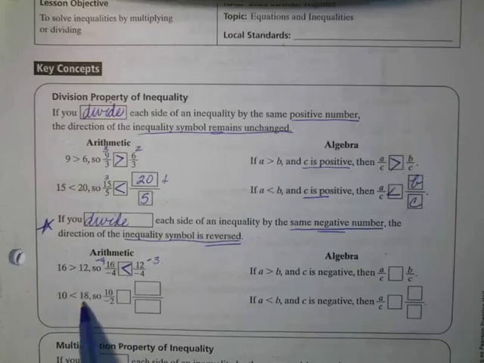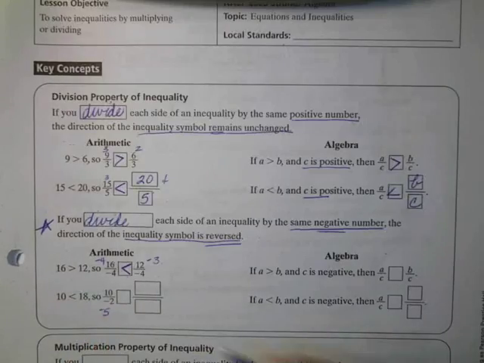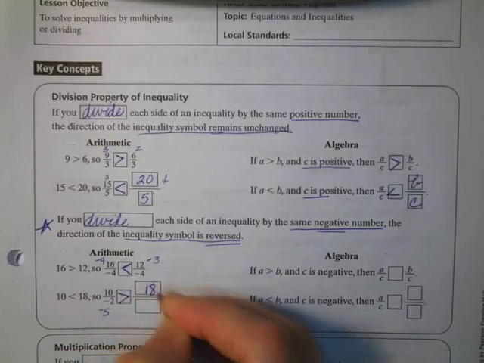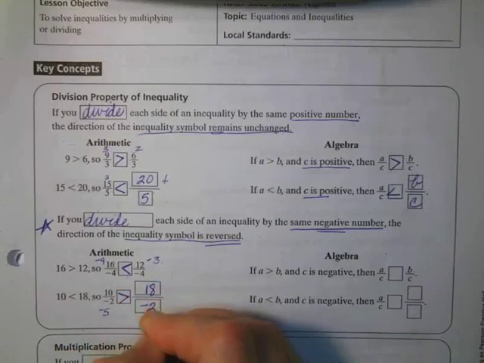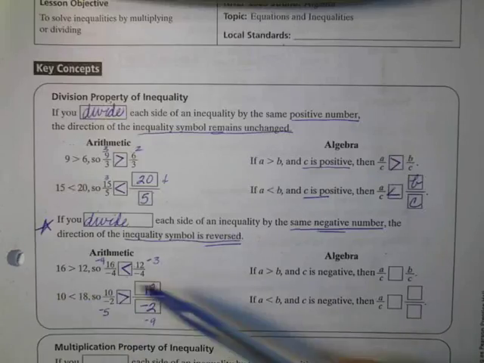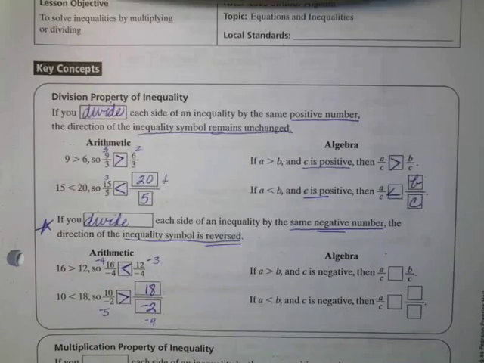Similarly, 10 is less than 18, so 10 divided by negative 2, which is negative 5, is going to be greater than 18 divided by negative 2, which actually gives us negative 9. So when I divide both sides by a negative number, a less than is going to reverse to a greater than.